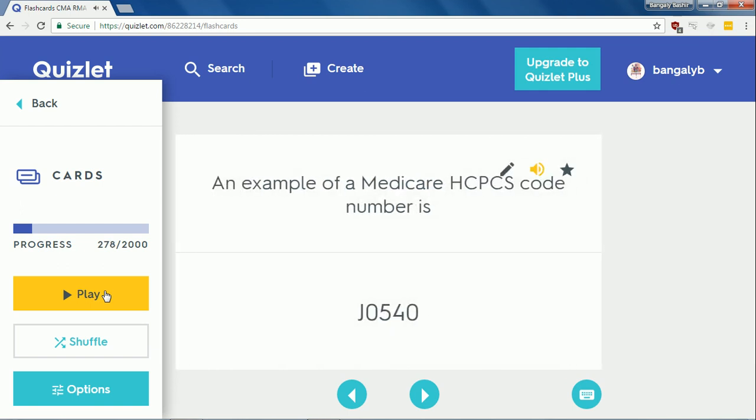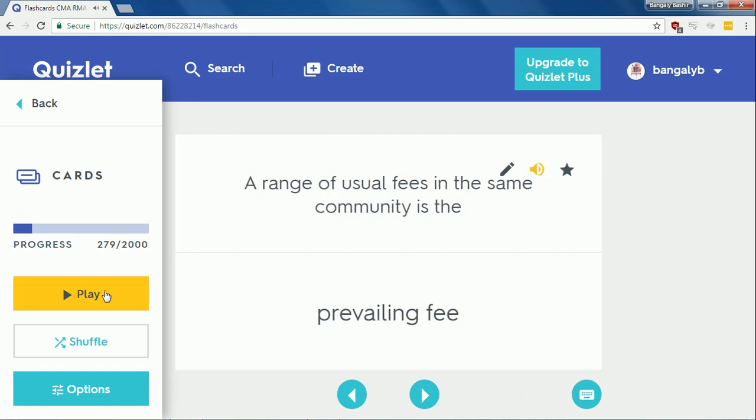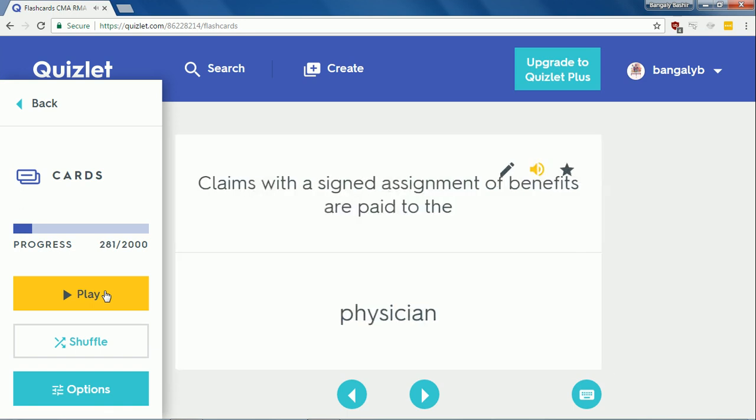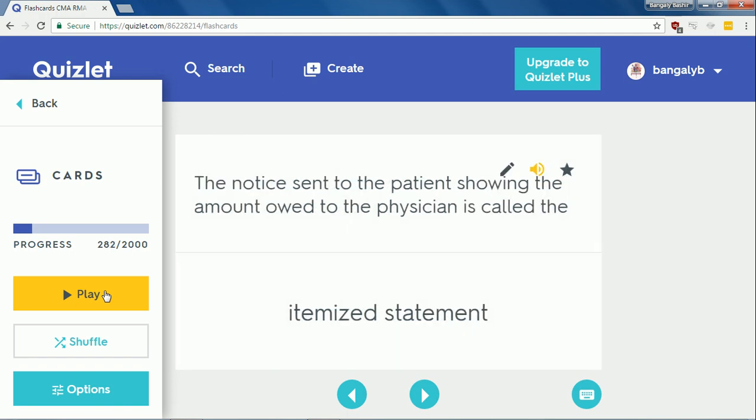An example of a Medicare HCPCS code number is J540. A range of usual fees in the same community is the prevailing fee. The routine waiving of co-payments is against federal guidelines. Claims with assigned assignment of benefits are paid to the physician. The notice sent to the patient showing the amount owed to the physician is called the itemized statement.